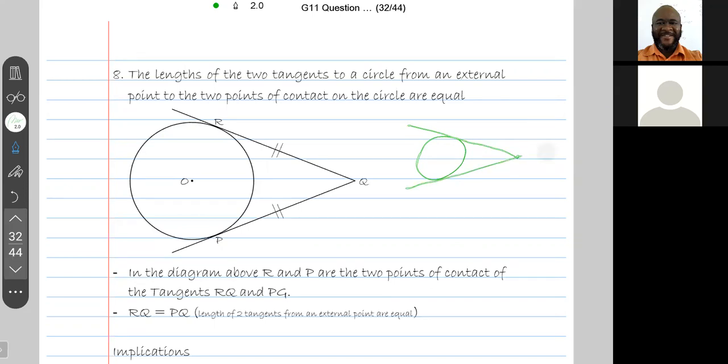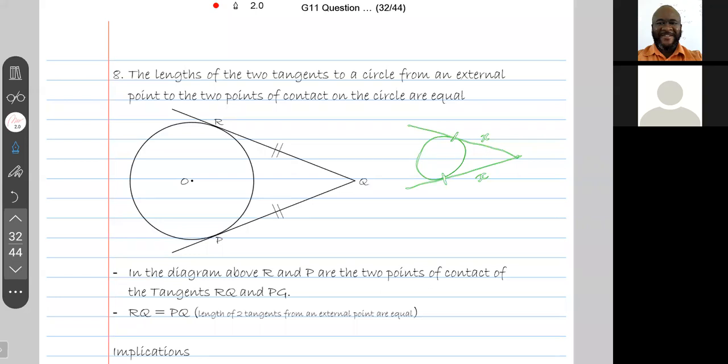from this external point. And what this theorem is saying is that the length of these 2 tangents from the external point to the point of contact, the length of those 2 lines are the same. That's what that is saying. All right, so what are the implications?